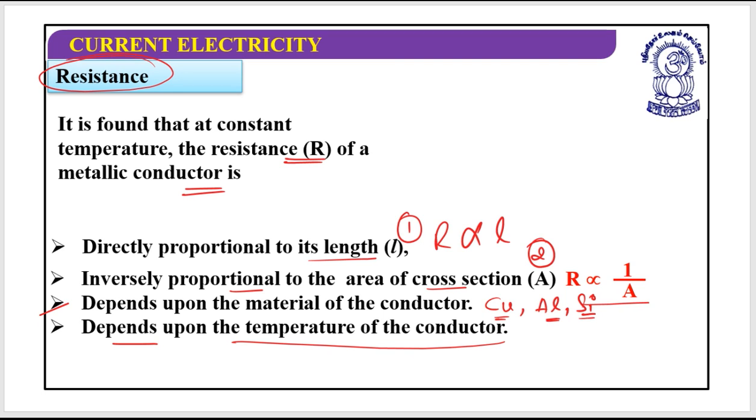So if I want to just summarize this in one relation, what I can write is that R is directly proportional to L by A. And if I want to remove this proportionality symbol, what I can add is a constant, and this is the rho, which we call resistivity.